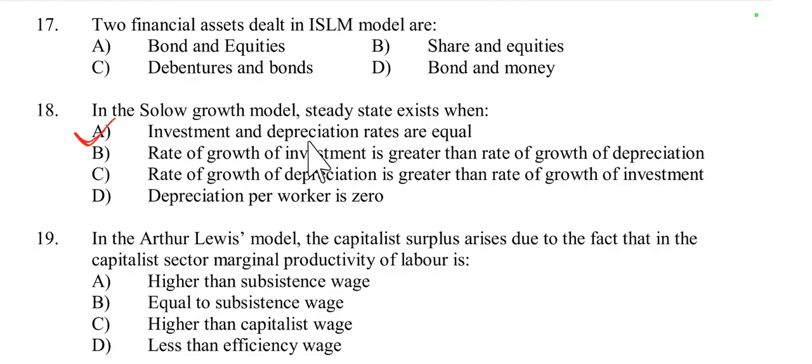At this point the capital stock per worker is constant, because the amount of new investment exactly offsets the amount of capital that wears out due to depreciation. So in the Solow growth model, steady state exists when investment and depreciation rates are equal. Option A is right here.